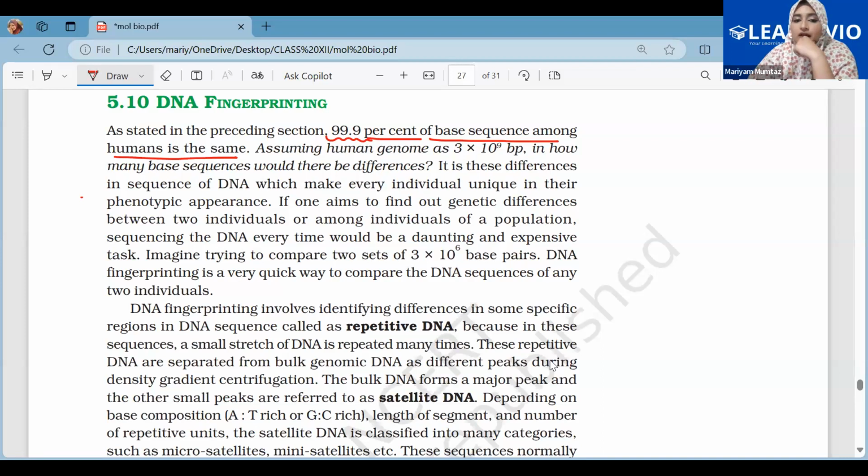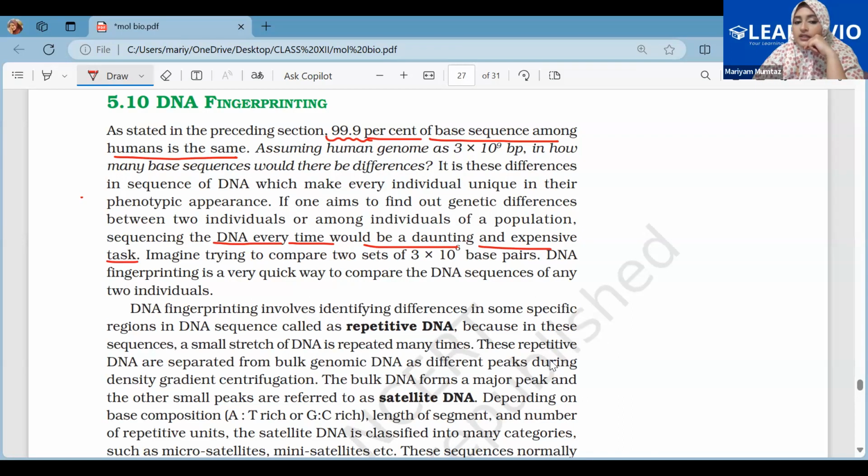Okay, very good. Now, if one aims to find out genetic differences between two individuals or among individuals of a population, sequencing the DNA every time would be a daunting and expensive task. Imagine, obviously, because once the human genome was sequenced, it took how many years? It was started in 1990, right? And then it got completed in 2003. So again, it is going to take a lot of time, and when a person wants to do a quick analysis, right? So then came the DNA fingerprinting.